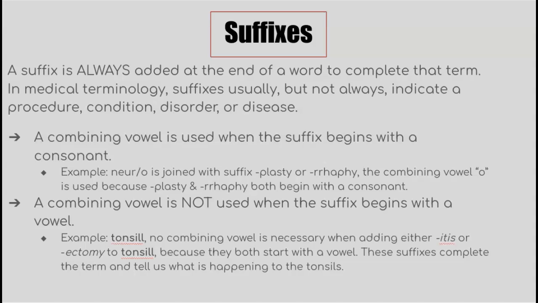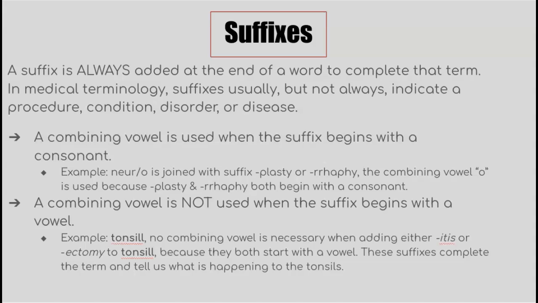A combining vowel is used when the suffix begins with a consonant. Remember, a consonant is any letter in the alphabet other than a vowel. So an example, Neuro, N-E-U-R-O, is joined with the suffix plasty or raphy. The combining vowel O is used because plasty and raphy both begin with consonants.